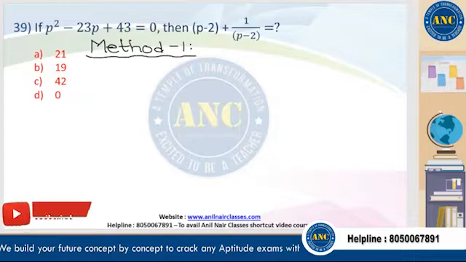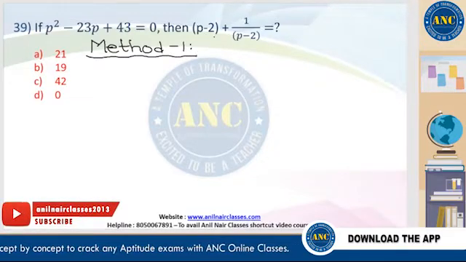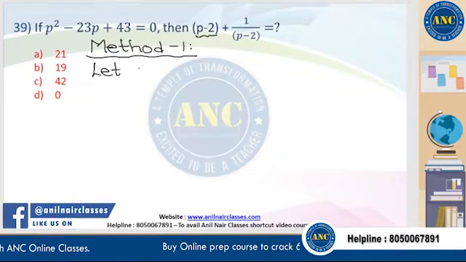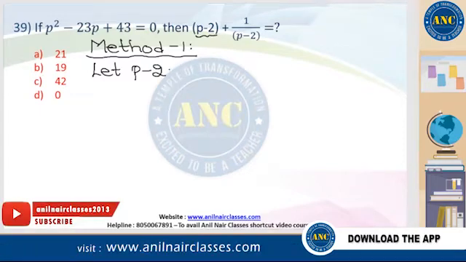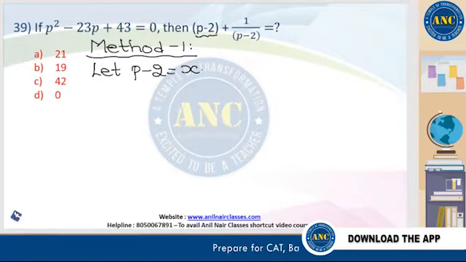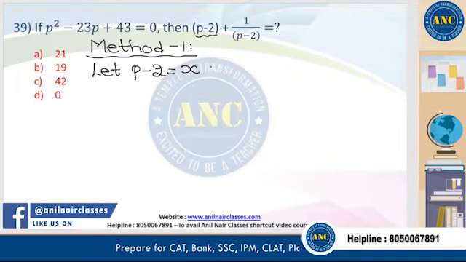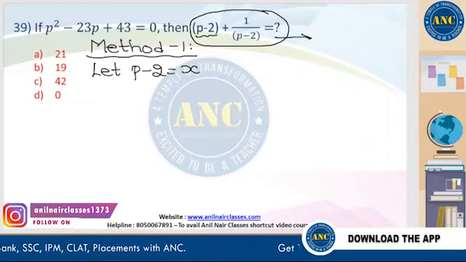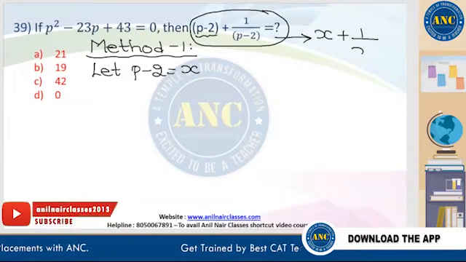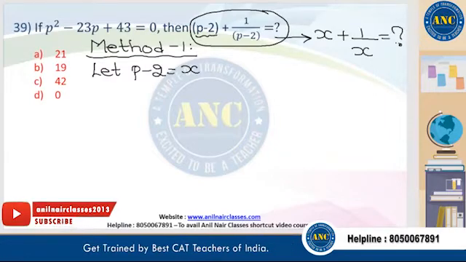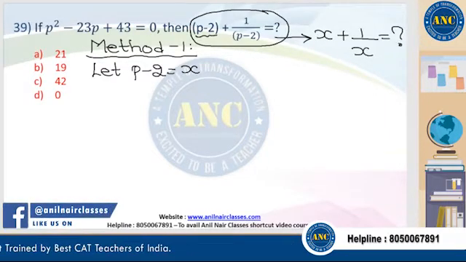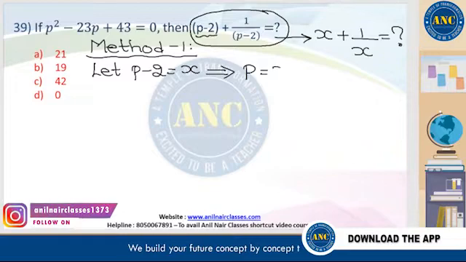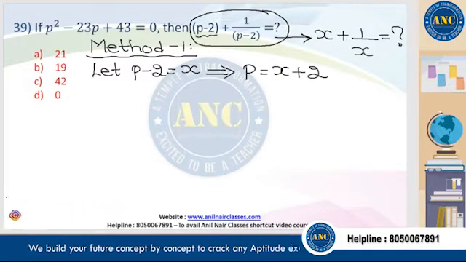Now see here, sir. The question says p minus 2 plus 1 divided by p minus 2 we need to find. So whatever is asked in the question, p minus 2, I will call it some variable, for example x. Then the entire asked part becomes x plus 1 by x is equal to question mark. Now if I say p minus 2 as x, then I can also say that p is equal to x plus 2.